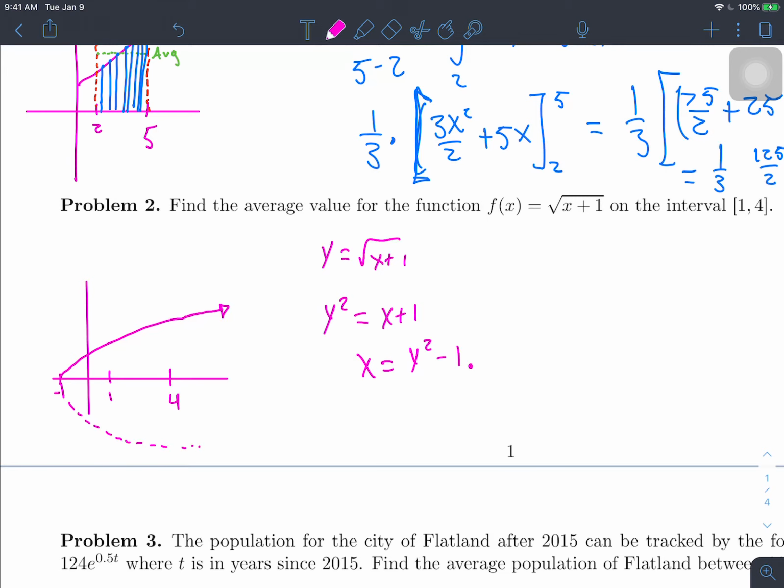But we don't usually draw the bottom, because if we had a function which was a sideways parabola like this, well, it wouldn't be a function at all, would it? It wouldn't pass the vertical line test. So when we do these square root functions, we really just draw the top half. Okay, we take the top half. So that's what it looks like. And we're asked to find the average value of the function between these two goalposts, 1 and 4.